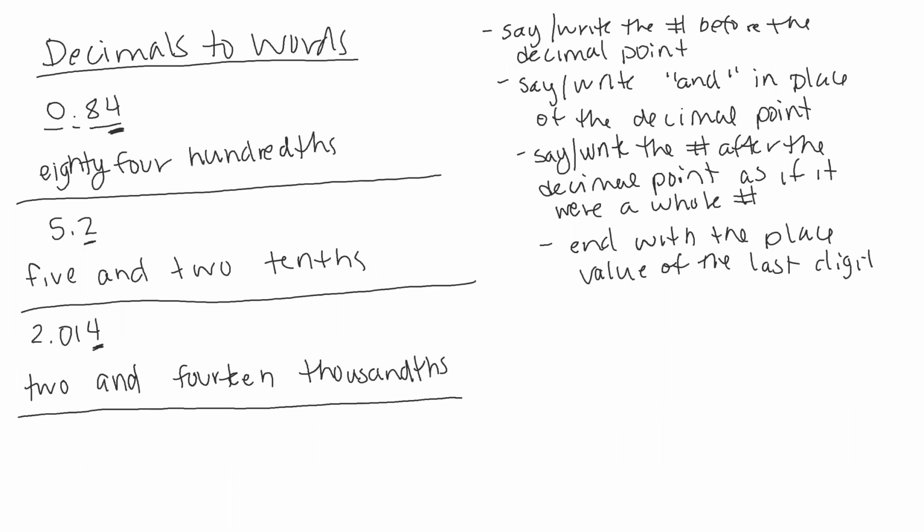Let's do, I think we can fit a couple more on here. So what if I have 23.0033? Okay. So we start by saying the 2 digits before the decimal point. That's just 23. All right. You get to the decimal point, you say and. And then you say the digits after the decimal point as if they were a whole number. Well, 0033, we would just call 33.